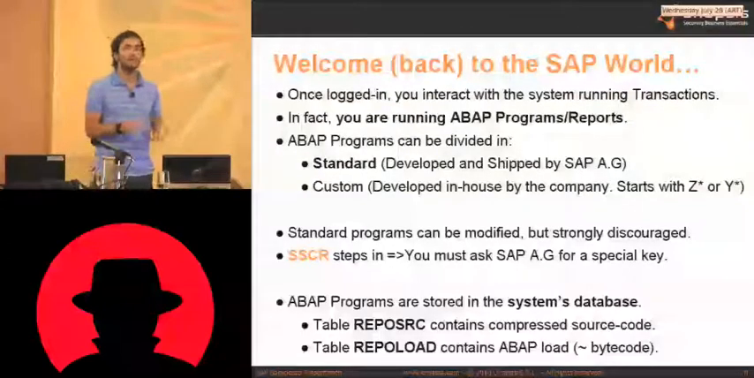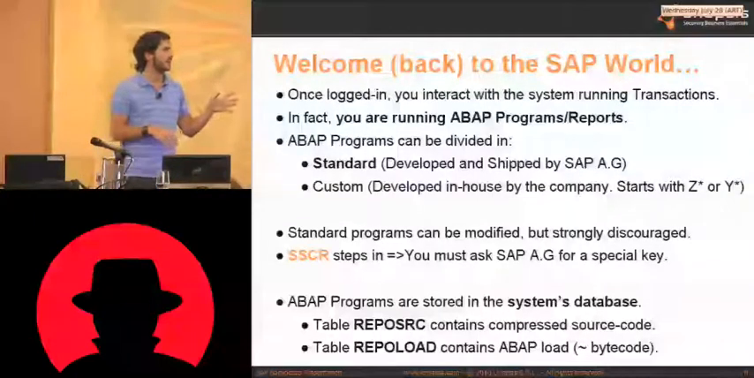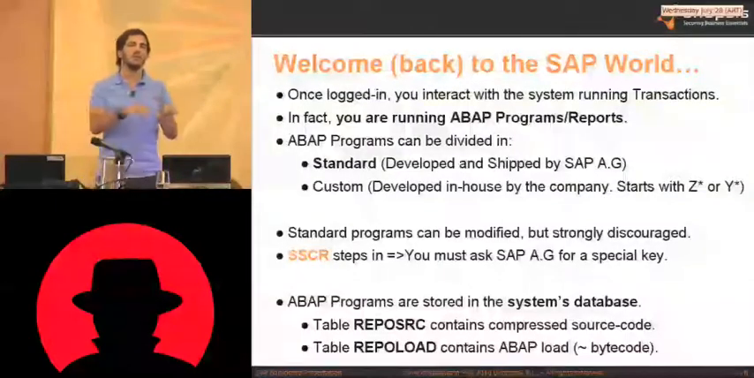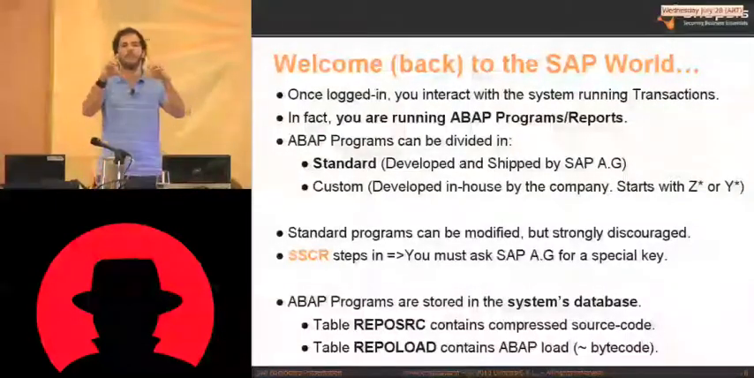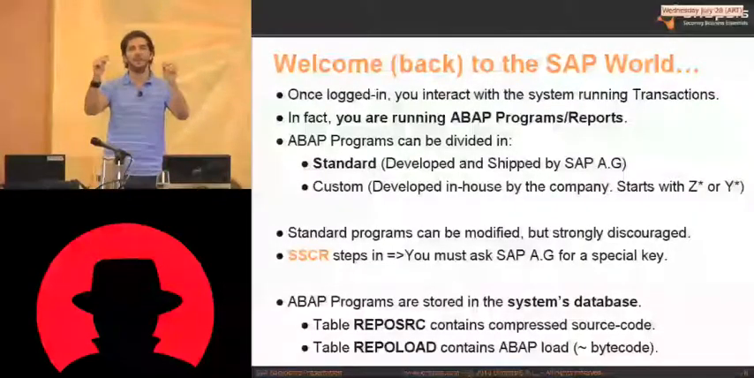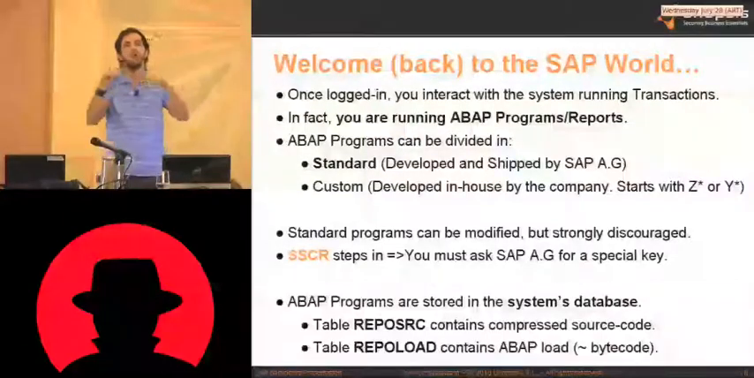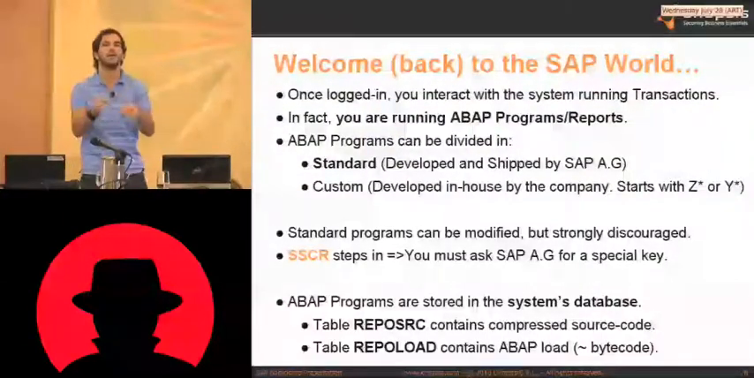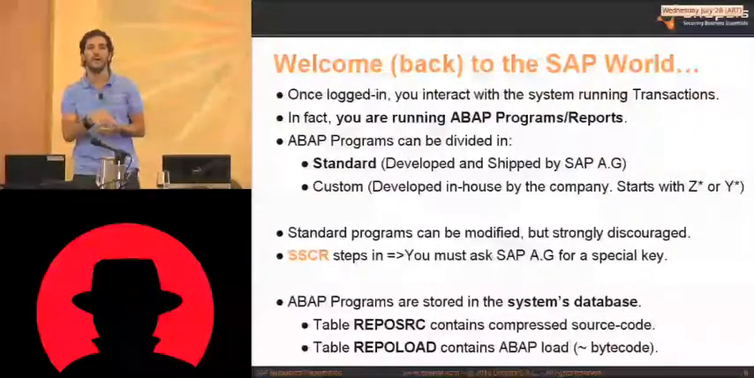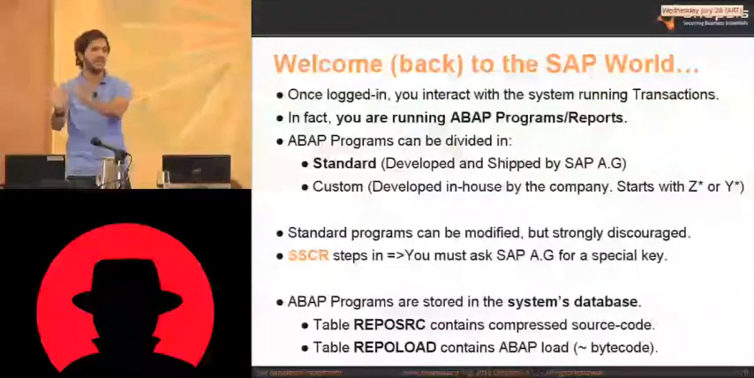Even though if you want to do that, a special procedure called SSCR will step in and will ask you for a special key. So if you want to modify a program, there will be a pop-up that says, okay, you are trying to modify this program ID, send this serial number to SAP, and they provide you a key that you type in, and then you're allowed to modify it. So this way, SAP keeps track of what you modify, and then if you have any support issue, they will tell you it's your problem now.